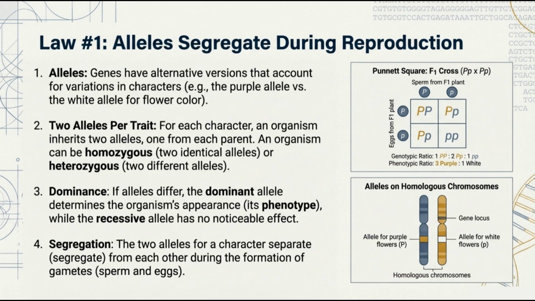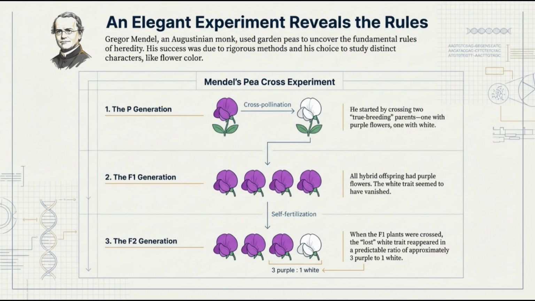And that brings us to the fourth concept, which is the law itself, segregation. Okay. When an organism makes its gametes, sperm or eggs, those 2 alleles for a trait have to separate, or segregate, from each other. So each sperm or egg ends up with only one allele for that trait. So if you cross 2 parents that are heterozygous for purple flowers, let's say a capital P, little p times another capital P, little p, that segregation gives you a really predictable result.